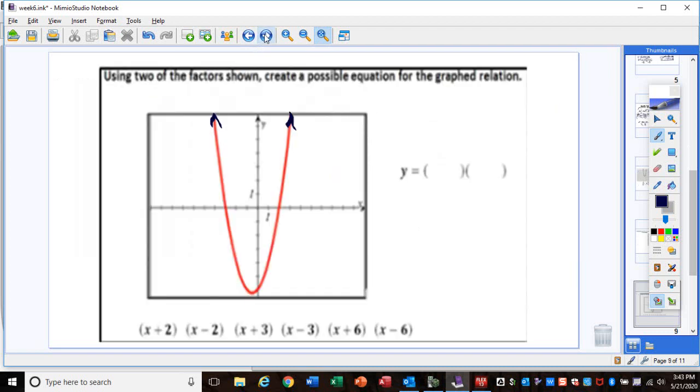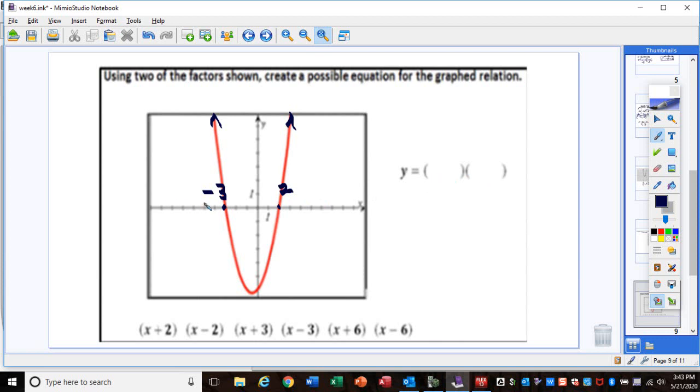All right, 1 or 2 more, and then we'll call it. This was on the test last year. This is a good one. Using 2 of the factors shown, create a possible equation for the graph relation. So now think about this. You know the answer is at -3 and +2. Those are the solutions. They're asking you for the binomial factors.